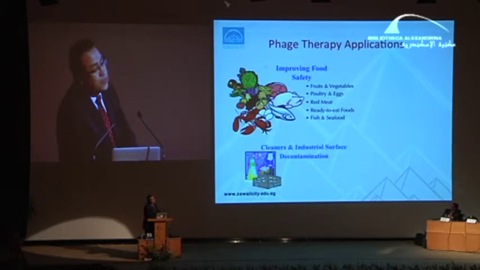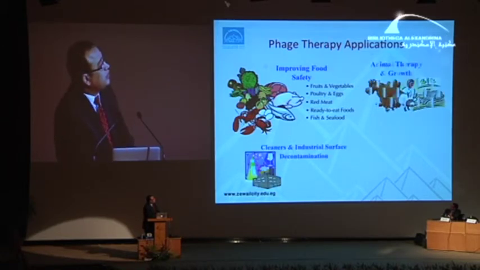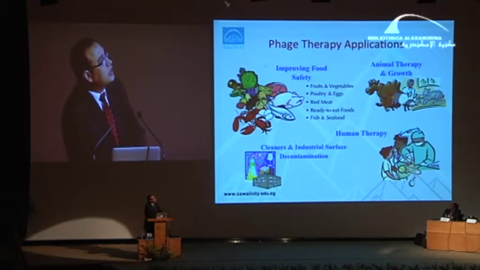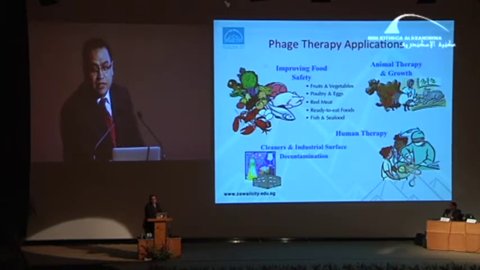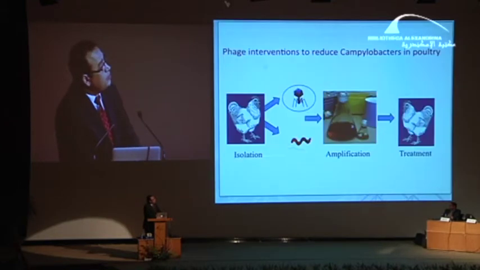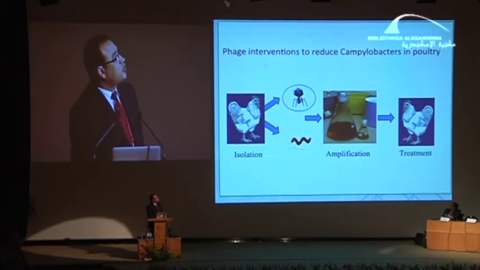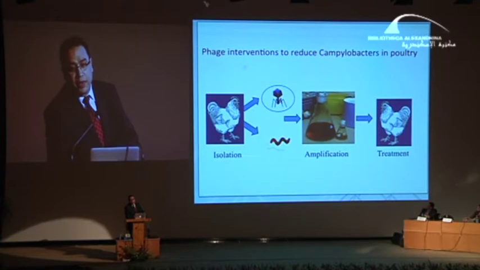The applications of bacteriophage as a phage therapy have been used in food safety, to improve food safety, and also to enhance animal production and animal growth. And also we use it in cleaning and disinfection of any surface, especially in hospitals, and also in human therapy. I will mainly talk about the animal trials, especially on Campylobacter.